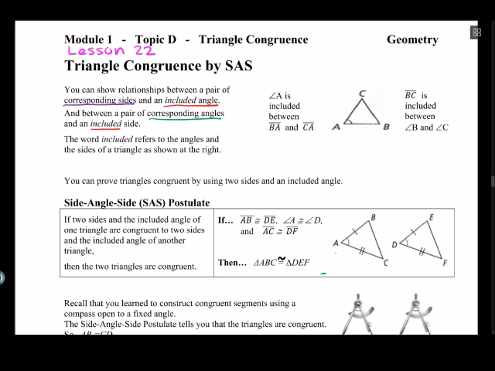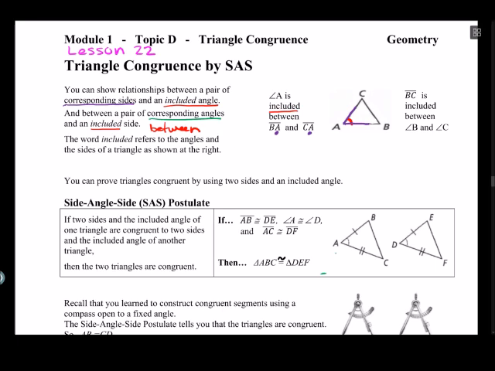Now, included is going to mean between. So let's look at this in our diagram here. This says angle A is included, so there's angle A, between segment BA and segment CA. So we have side, included angle, and side as we move around our triangle. Also notice here that angle A is part of both of those segments. It's named in both of those segments.